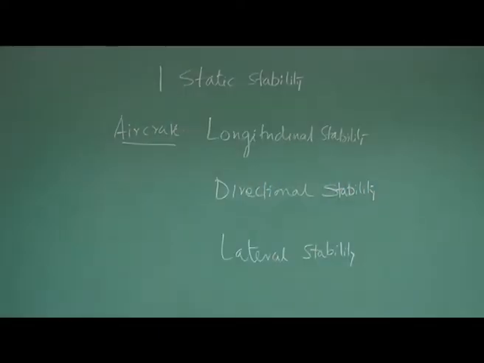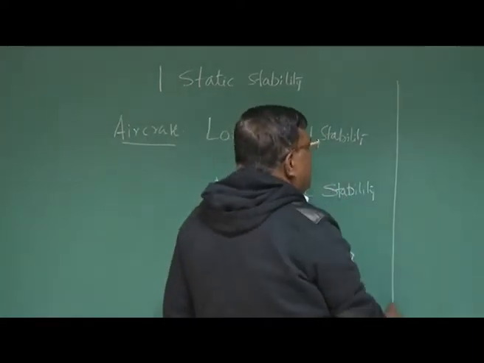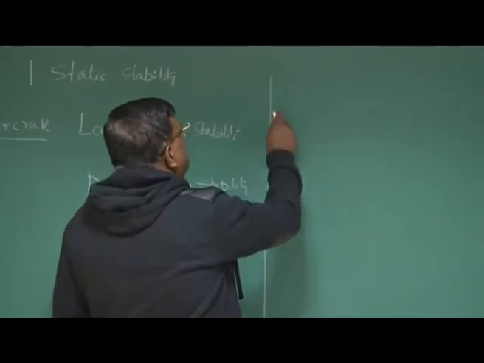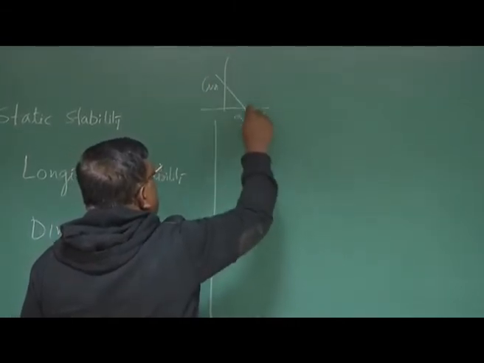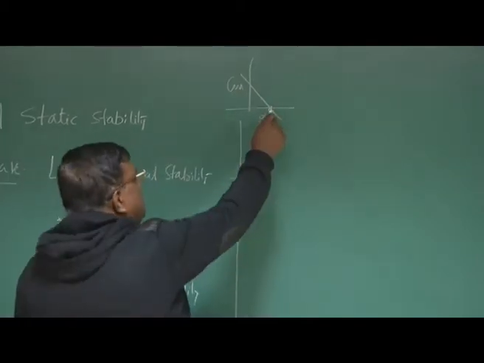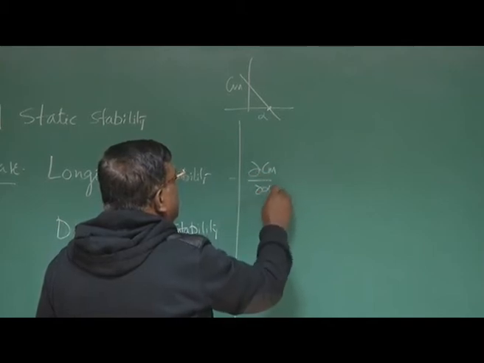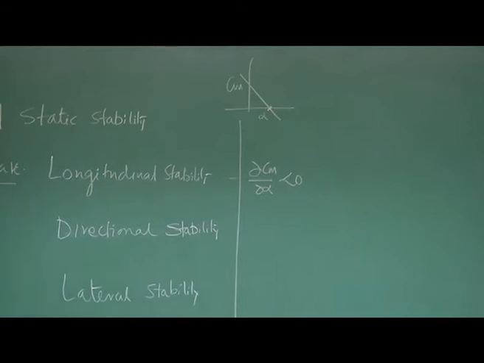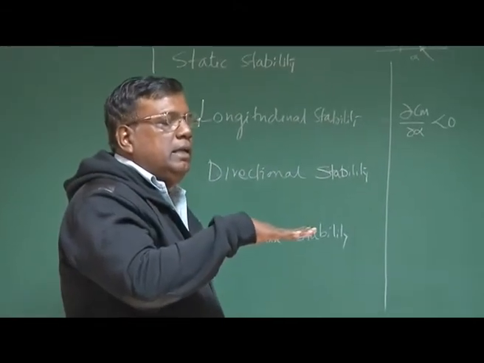Now ask ourselves a question. What was the condition for longitudinal static stability? We know that from our Cm versus alpha graph, if the aircraft has to be stable at alpha trim, which is here, where Cm is 0, then the condition was dCm by d alpha less than 0.